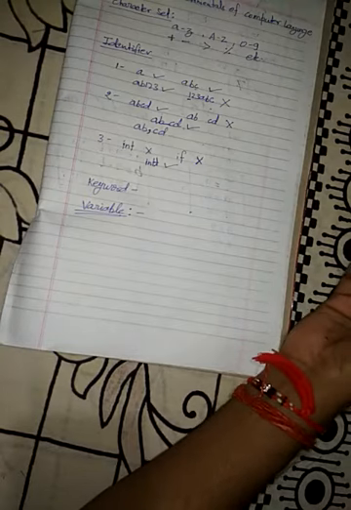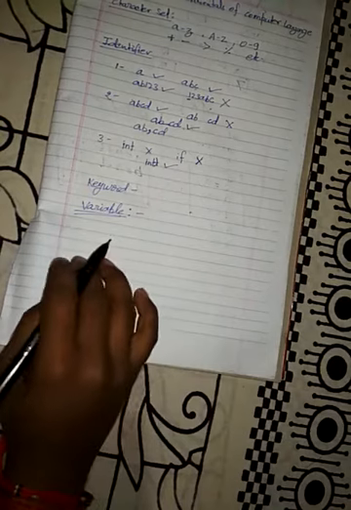Hello class, today I'm going to tell you about the variable. In the last video I told you about the character set, identifier and keyword also. Today I'm going to tell you about the variable.